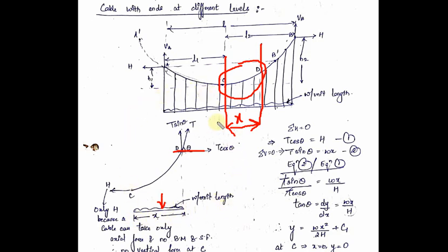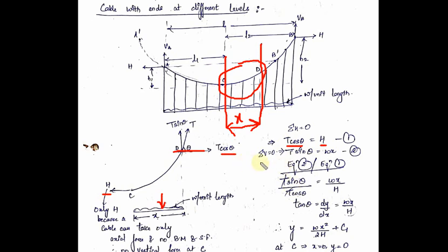In this diagram, first of all, we will take summation H equal to 0, that is, the summation of all the horizontal forces acting on this element is 0. You can see that there are only two horizontal forces, one is T cos theta and one is H, capital H. Total rightward force is equal to total leftward force. Total rightward is T cos theta, total leftward is H. So T cos theta equals H.